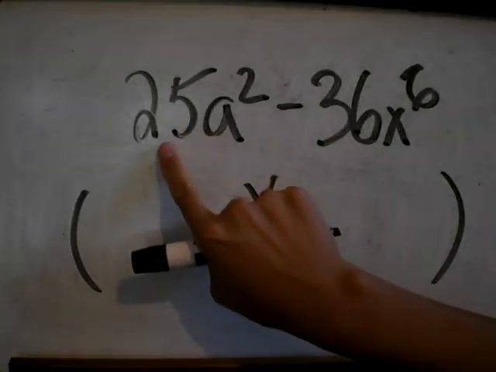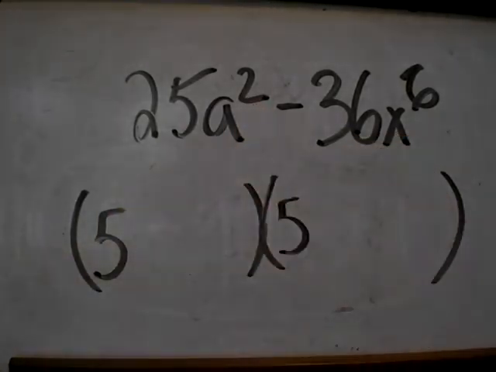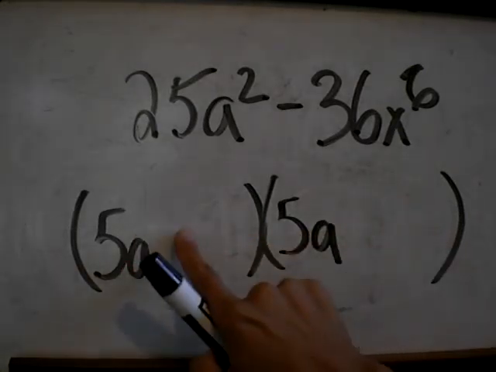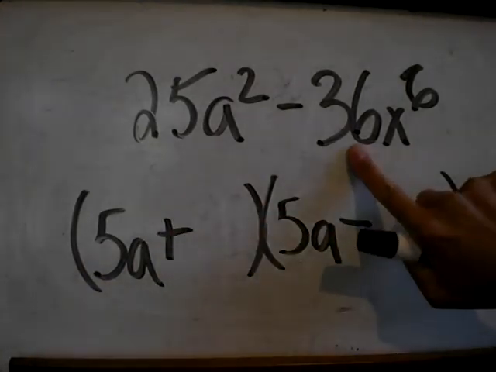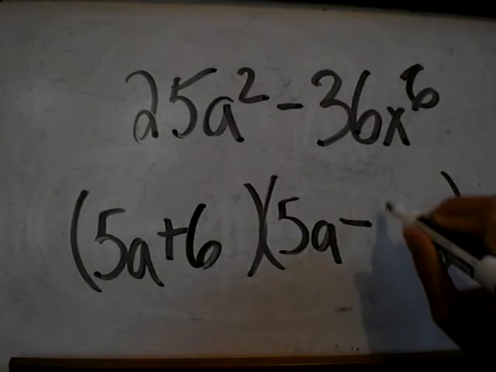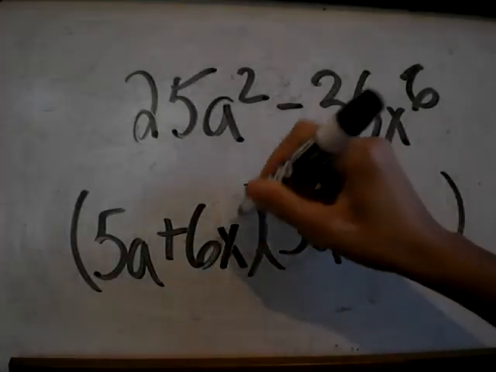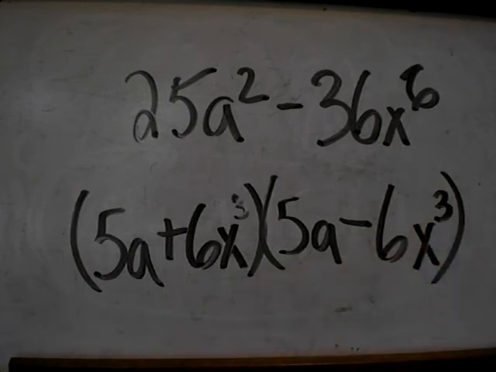What's the square root of 25? Okay, it's 5. Okay, so we'll plug that in there. And then the square root of a squared is a. So we're going to bring down that a. Okay, now remember our signs. One's plus, one's minus. Okay, square root of 36 is 6. Okay, and then square root of x to the 6th will be x to the 3rd. There you go.